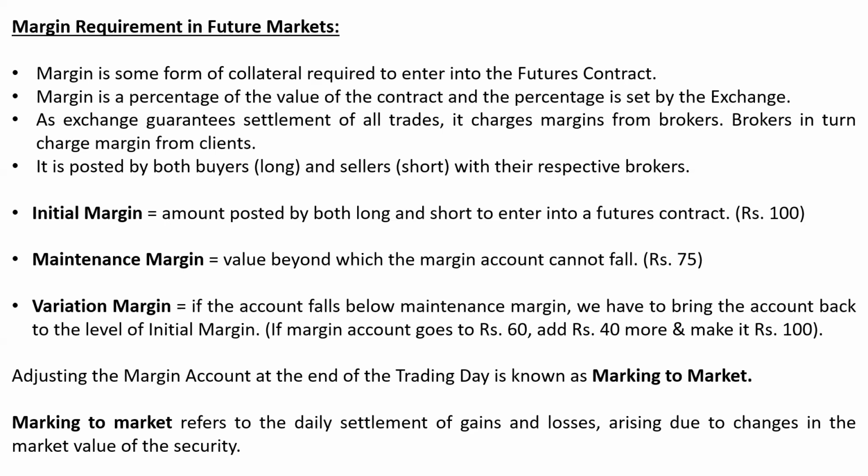Now, how does the exchange or the clearing house ensure that there will not be any default? For that, we have to learn margin requirement. Margin is some form of collateral that is required to enter into a futures contract. It is usually a percentage of the value of the contract, and this percentage is set by the exchange. As the exchange guarantees settlement of all the trades, that means the exchange ensures that there is no default, it charges margin from the broker. The broker in turn charges margin from the client.